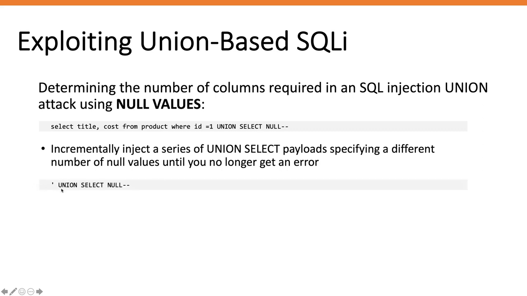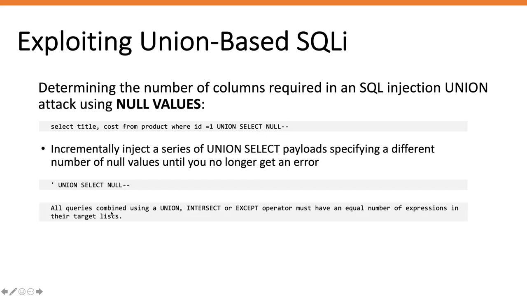So for example, when I put this payload over here, which is the one over here, it'll give me an error saying something like all queries combined using a union, intersect, or except operator must have an equal number of expressions in their target list. So it's telling me you're using the union operator, but your two queries don't have the same number of columns.